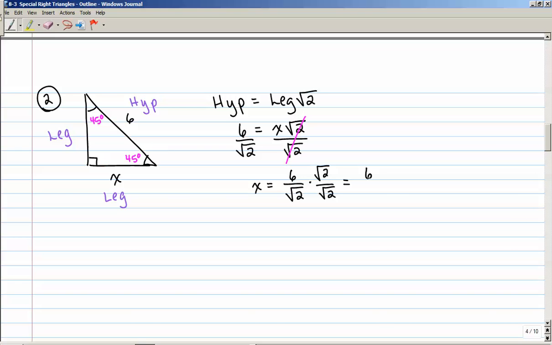Multiplying across the top, that gives me a 6 square root of 2. Square root of 2 times the square root of 2 is just a 2. And again, I can cancel a little bit further. I can cancel the stuff that's outside the radical. That gives me a 3. So my final answer is x equals 3 times the square root of 2. And that's the length of the leg of this right triangle.